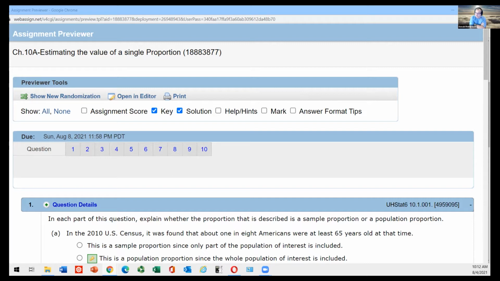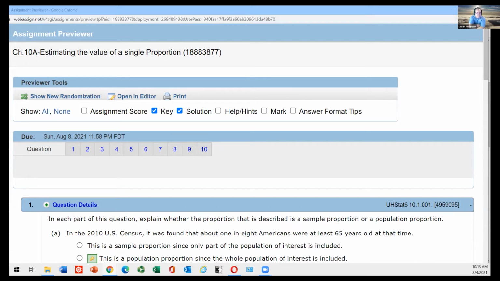Now, in that sentence, there's a word called census, which essentially tells you what's going on. Isn't a census where you asked everybody in the population? So that means that this number that they've got, the 1 in 8 Americans, is a population proportion. Right.